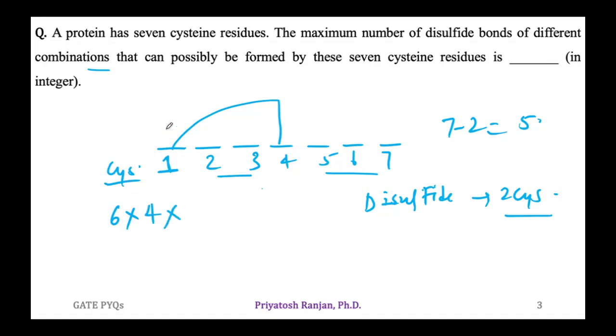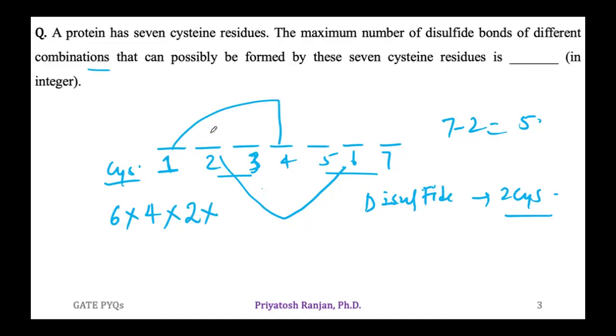Similarly, once the 2 will form a disulfide bond, the available number of residues are going to be 3. So let's assume 2 is forming a disulfide bond with 6. So how many of the free cysteine residues are available? 3, 5, and 7. And what is the possibility for the cysteine 3 to form the possible number of disulfide combinations? Cysteine 3 can form a disulfide bond with either cysteine 5 or cysteine 7. So the total number of combinations 2.